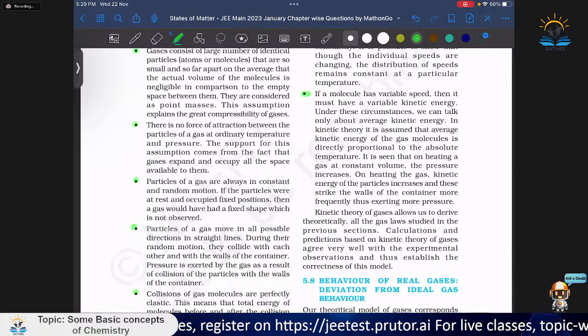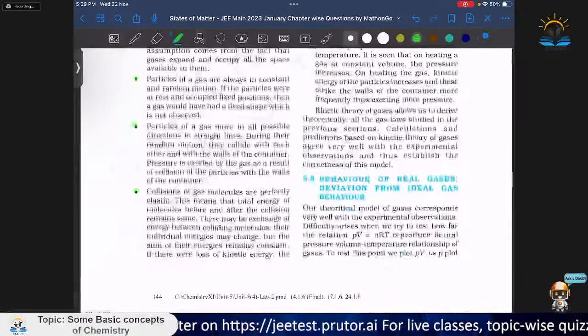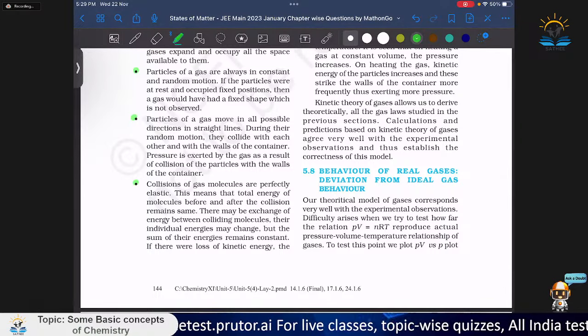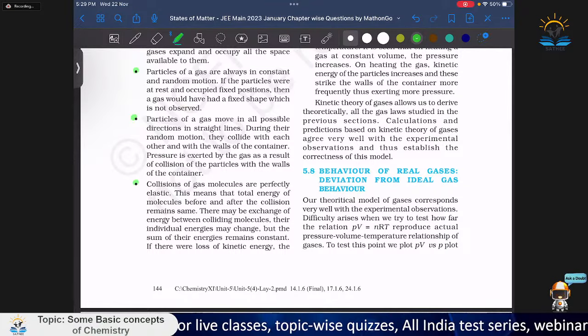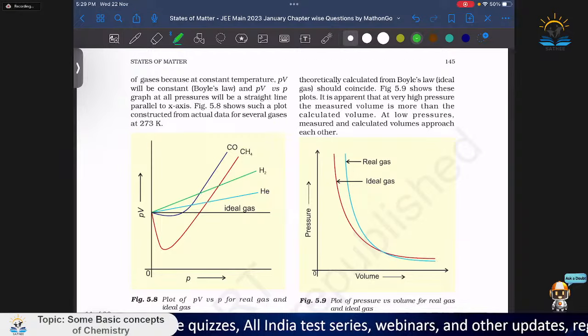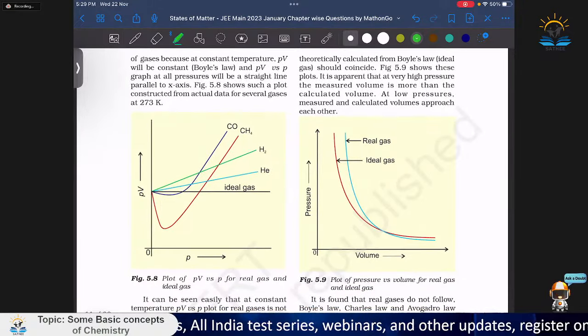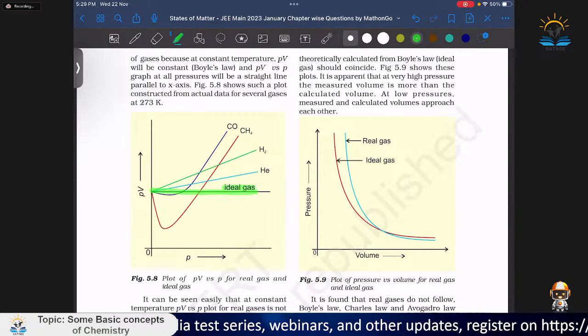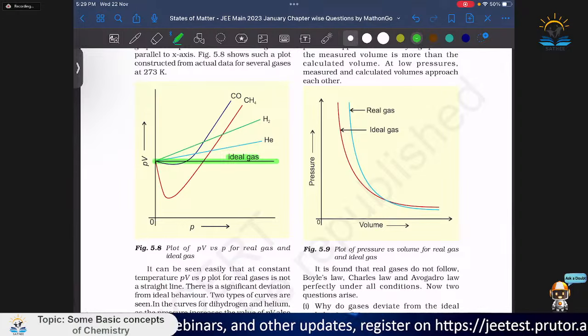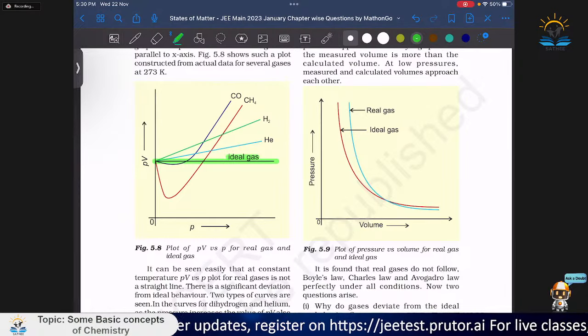Okay, average kinetic energy is directly proportional to temperature. So this is what the ideal kinetic theory assumes, but this is not what a real gas shows. That's why real gases deviate from ideal behavior. If we draw a PV versus P curve, we should get a flat line for an ideal gas, but we don't get it in the case of real gases. Real gases, as you can see, carbon monoxide, CH4, hydrogen, helium, are deviating from this flat straight line.